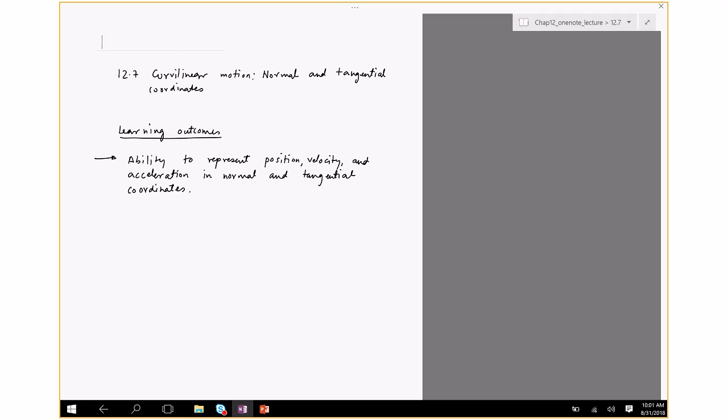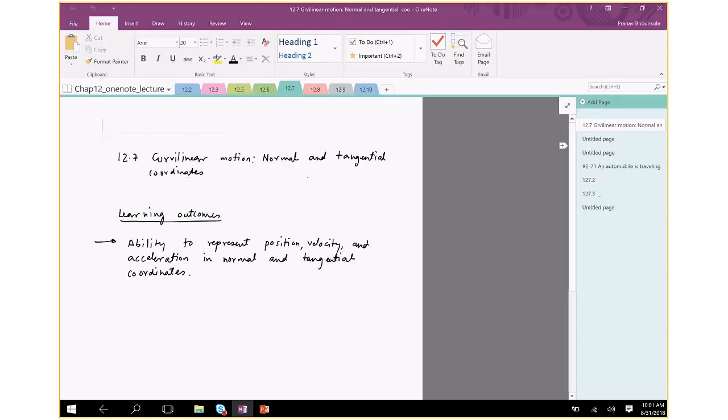Let's describe motion using normal and tangential coordinates. Let me first briefly overview what normal and tangential coordinates are, and then we'll solve problems.